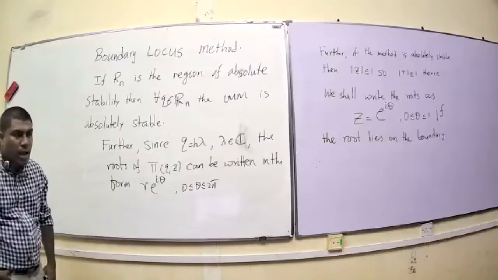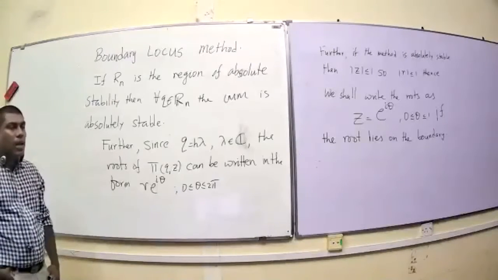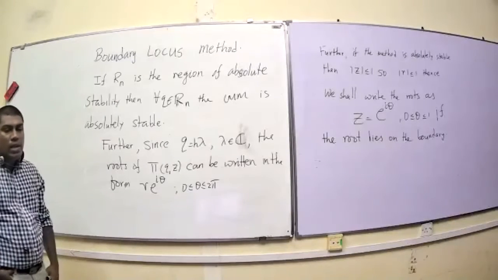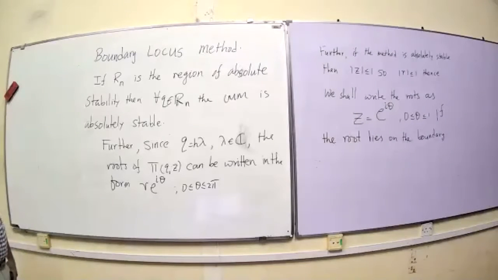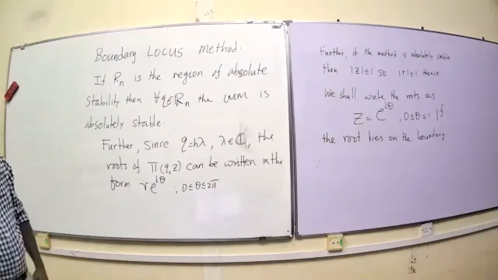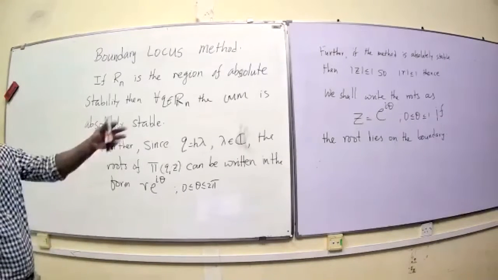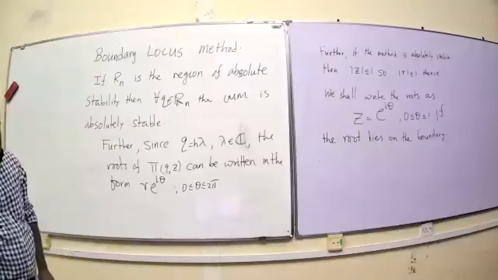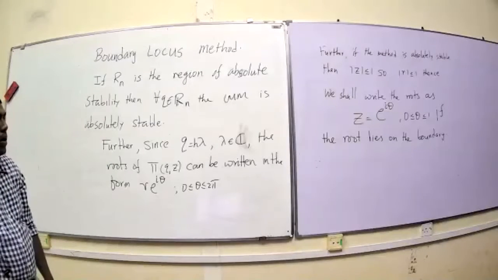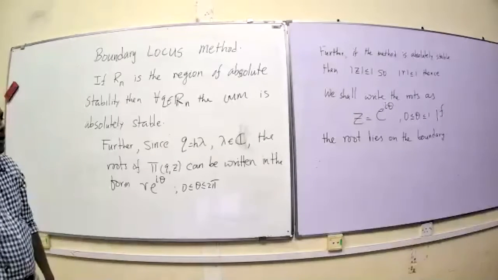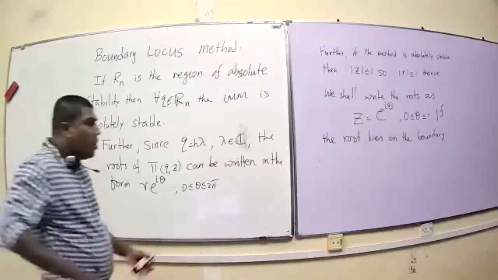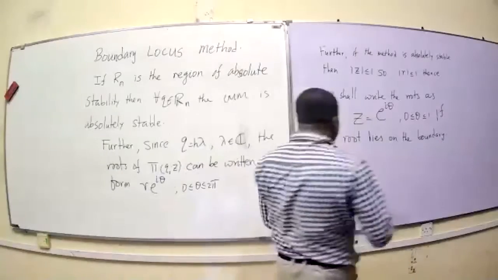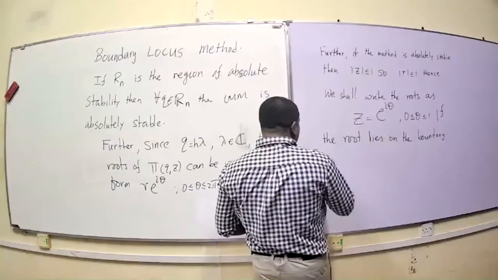Once you figure out the theta, you can draw the region, and that region gives you the absolute stability region as well as the interval of absolute stability. Right? So this is the idea behind drawing the boundary by using the values on the boundary. So this is called the boundary locus method.